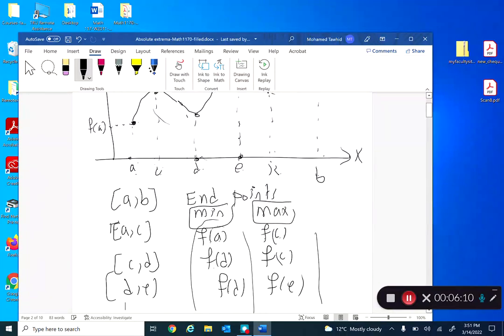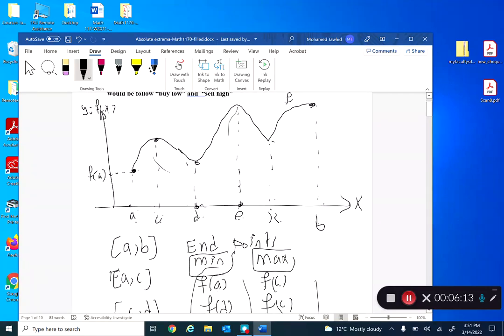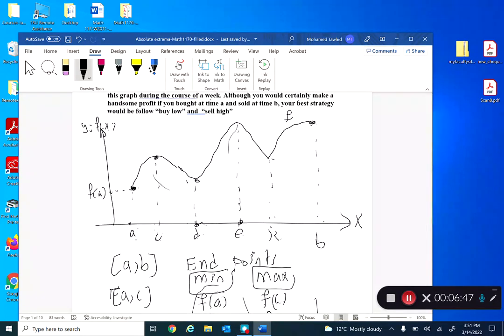All right, so when I look at a subinterval, subdomain, then I'm working on locals. If I look at the whole picture, the whole domain, where the graph starts at A and where the graph ends at B, then the smallest value you could have will be your global minimum or absolute minimum. If you have the largest value for the whole picture, it will be global max or absolute max. Okay, so now let us look at this one. Here at A you have minimum, at B you have maximum.